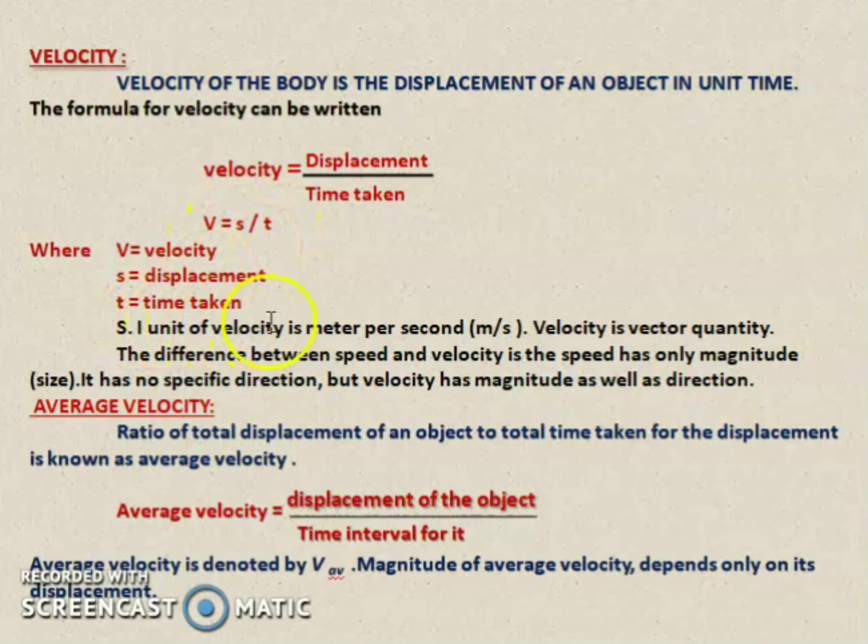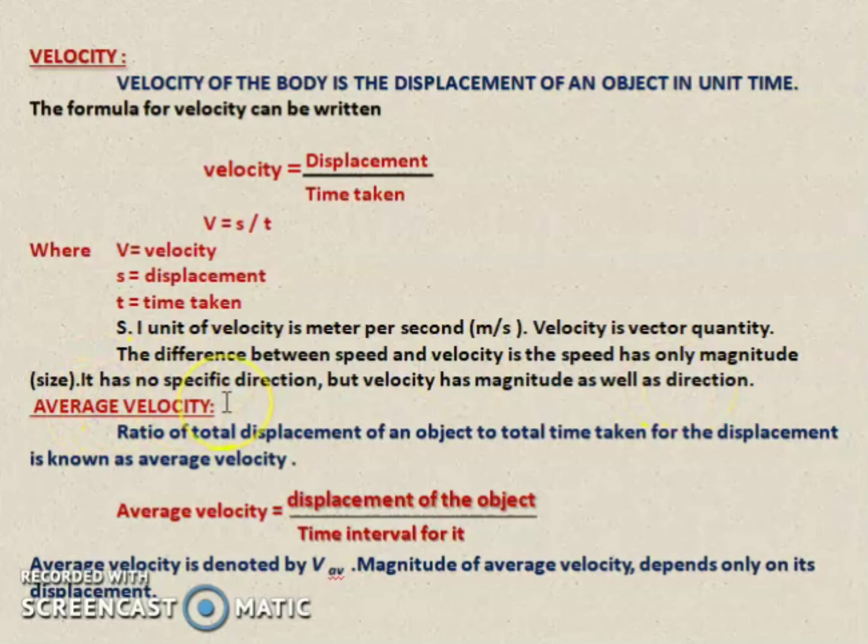The SI unit of velocity is meter per second, and velocity is a vector quantity because velocity shows the direction also. The difference between speed and velocity is that speed has only magnitude, that is size. It has no specific direction, but velocity has a magnitude as well as direction.